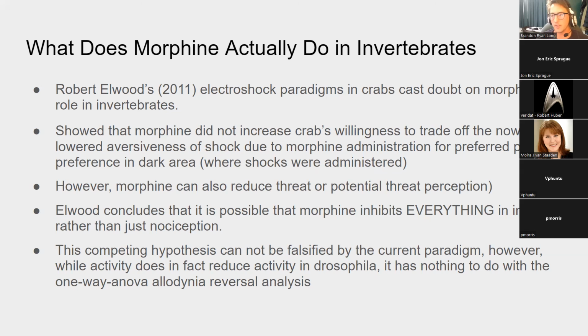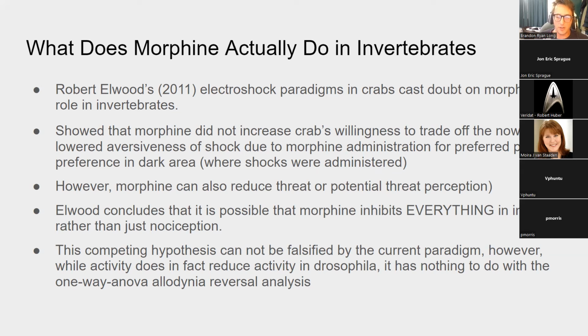He concluded that morphine might be inhibitory on pretty much everything, including nociception. So it's not just that it reduces nociception, it makes them unable to respond. It's inhibitory to most of the systems in the organism.